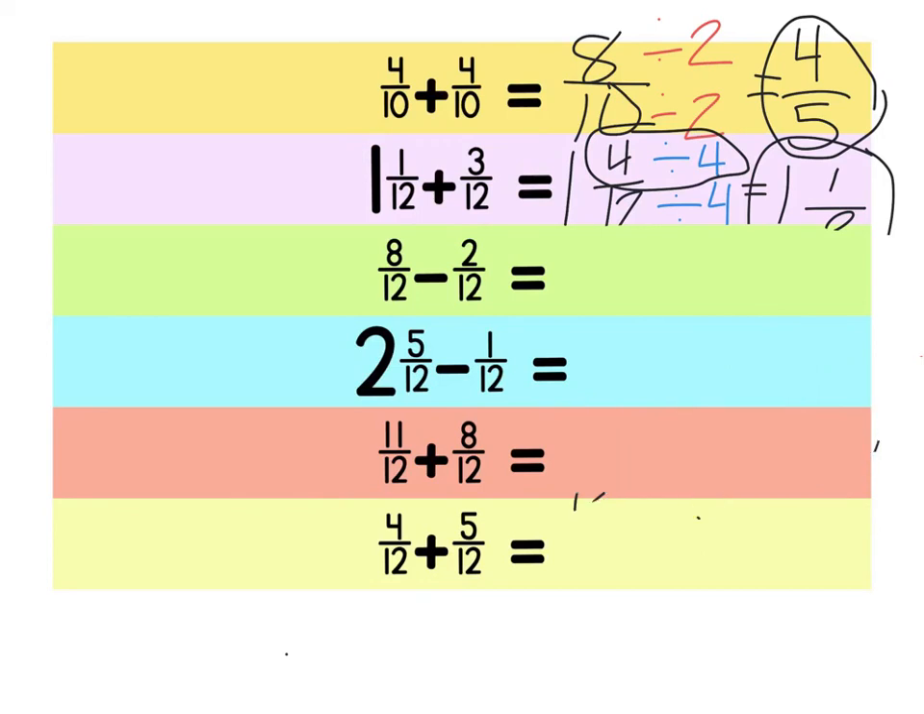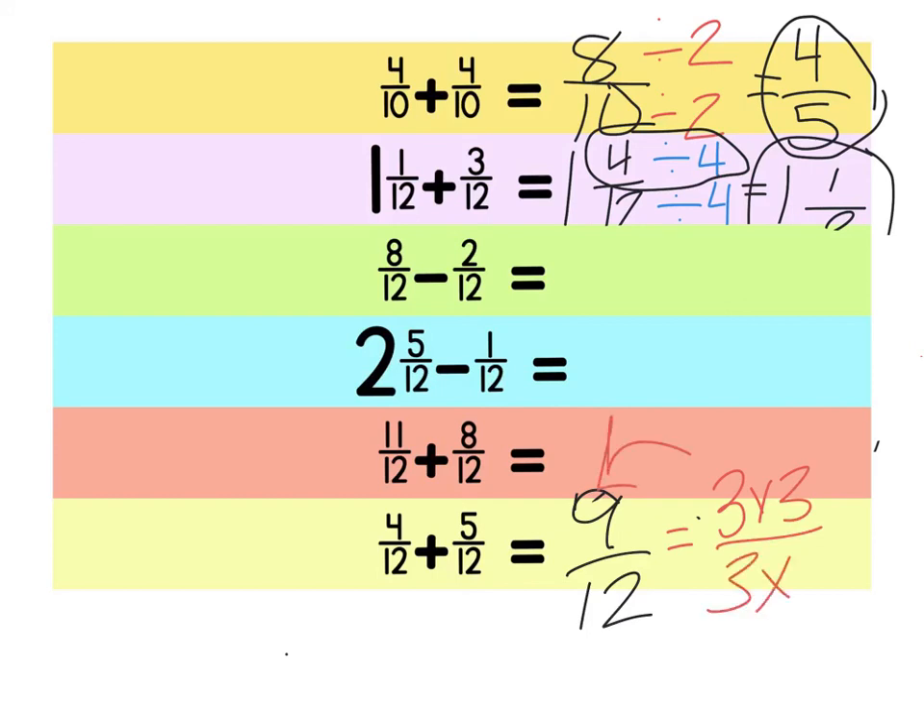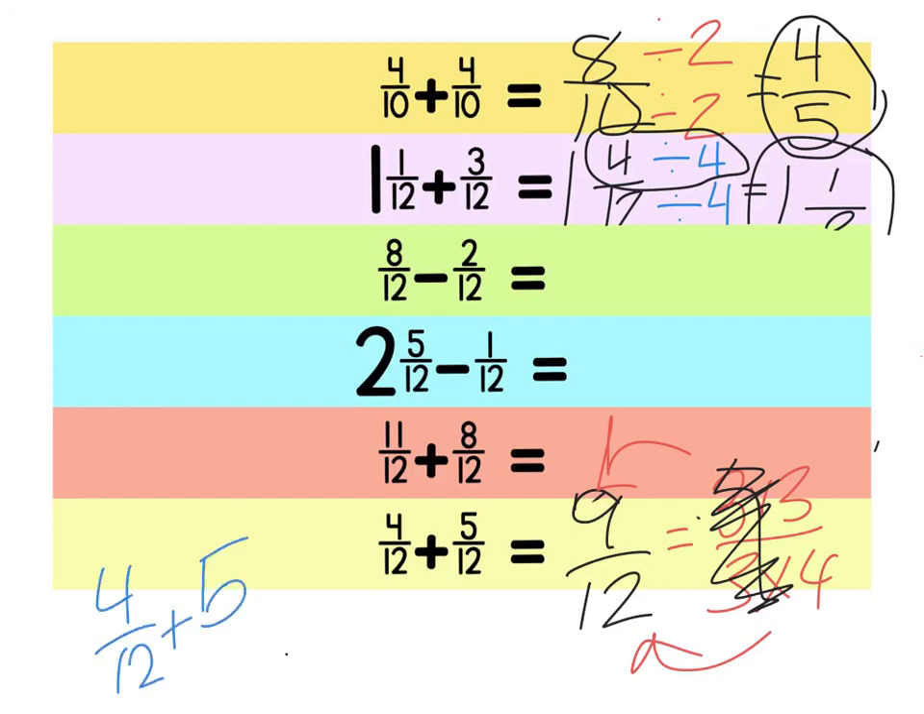Finally, the last one, 4/12 plus 5/12. 4 plus 5 is 9/12. To simplify, I'm going to use the other strategy where I think of the two numbers that can be multiplied together to get the numerator, and the two numbers that can be multiplied together to get the denominator. I cross out the two numbers that are the same, and our final answer for 4/12 plus 5/12 would be 9/12, which is simplified to 3/4. And that is the final correct answer.